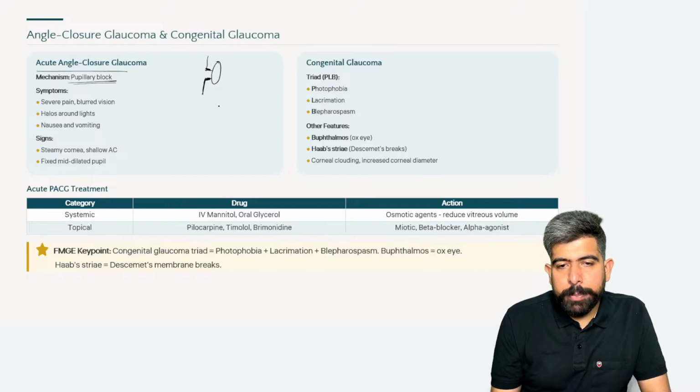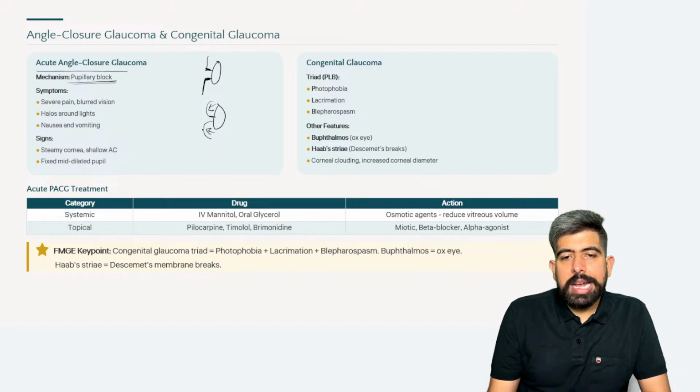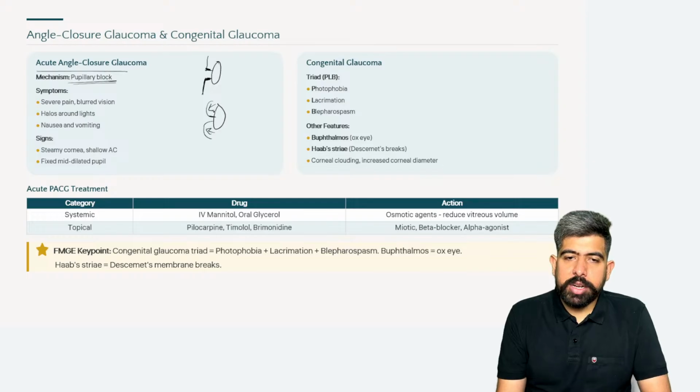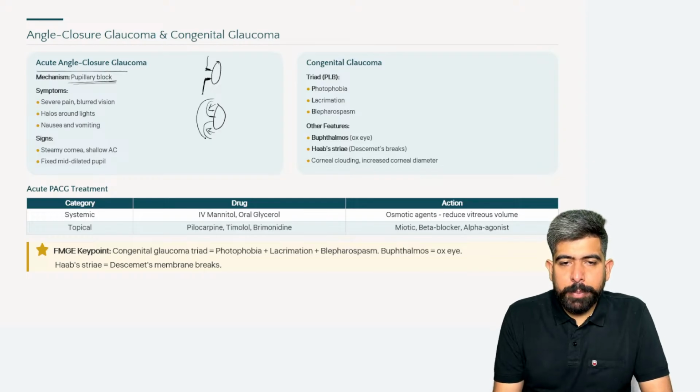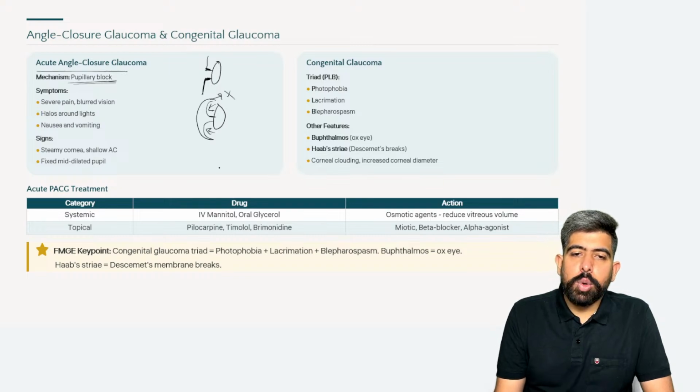So now what will happen? Please look into this condition. As the iris is getting attached to the lens, the aqueous will push the iris forward. Due to this, the angle of the anterior chamber is getting closed.